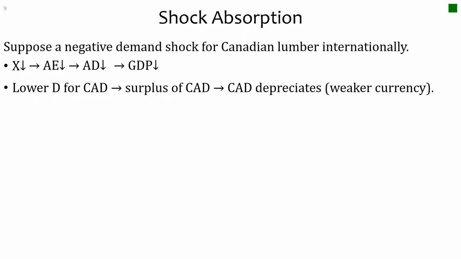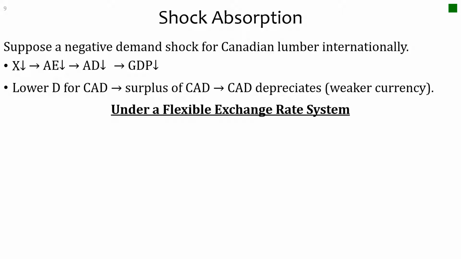Lower demand for Canadian dollar because there's going to be lower demand for Canadian lumber, right? So there's going to be a surplus of Canadian dollar and the Canadian dollar depreciates. It's going to become a weaker currency. They don't need our currency, so it becomes weak. That's quite logical, yeah? Again, you can do a graph for this and see what happens with respect to the foreign exchange market where you do US dollars compared to Canadian dollars. Now, here's where it gets interesting. We're going to look at a flexible exchange rate system.